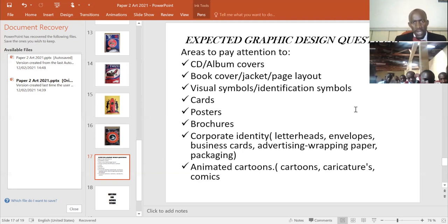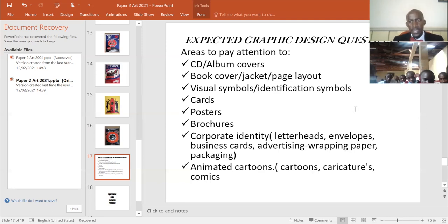Be up to speed or update yourself with the recent visual symbols and identification symbols. Visual symbols, we can talk about the road signs and so on. Identification symbols, we can talk about logos, badges, emblems, trademarks, and so on and so forth. Then we have the cards. We have business cards, and the rest.